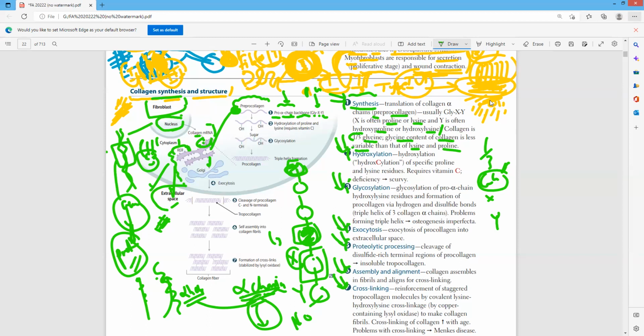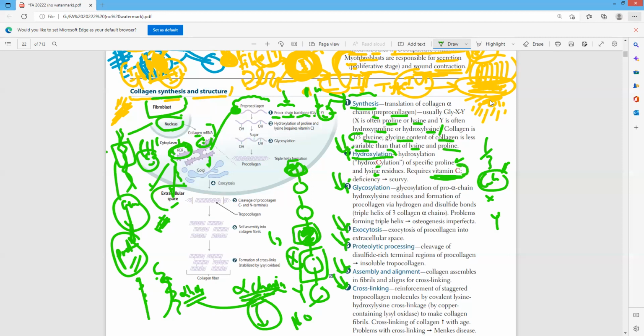Okay, inside the rough endoplasmic reticulum, you will have a very important thing. This is called hydroxylation. Remember C, hydroxylation of a specific proline and lysine, and you will find that on position Y, hydroxyproline and hydroxylysine, and this is post-translational modification. You will require vitamin C, regardless of the details, but we will require vitamin C.